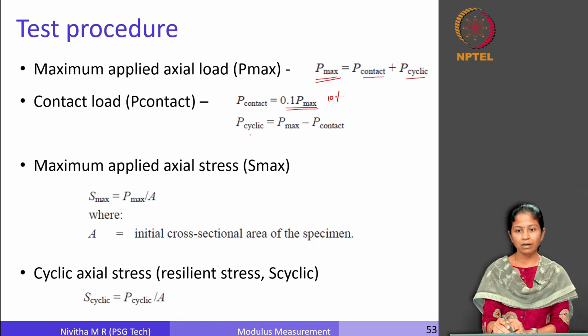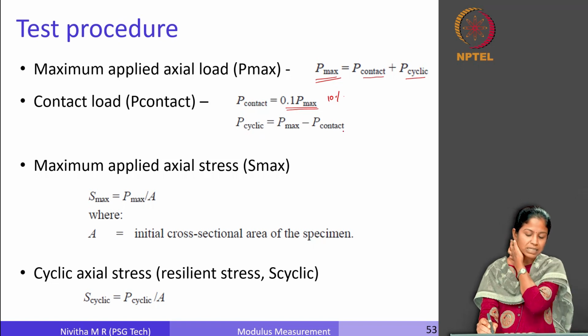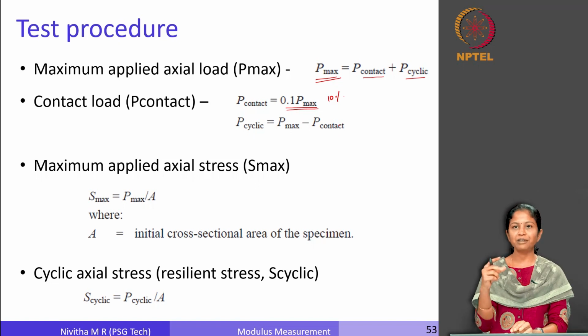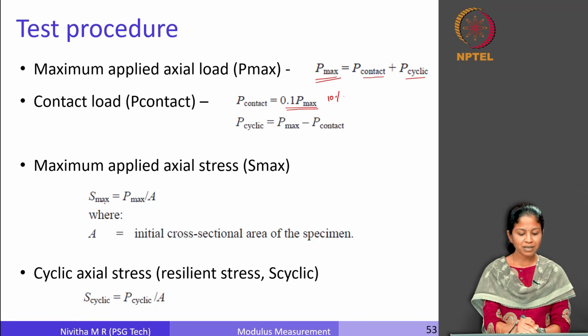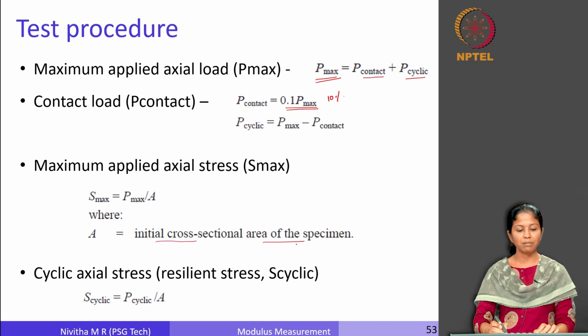Then the cyclic load is nothing but the maximum load minus the contact load. So, that difference we take as the cyclic load. Then we convert all of them into the corresponding stress values. Maximum stress is nothing but the maximum load divided by the area. Area is nothing but the initial cross section area of the specimen. Right, before the test is started, what is the cross sectional area, that we take as A.